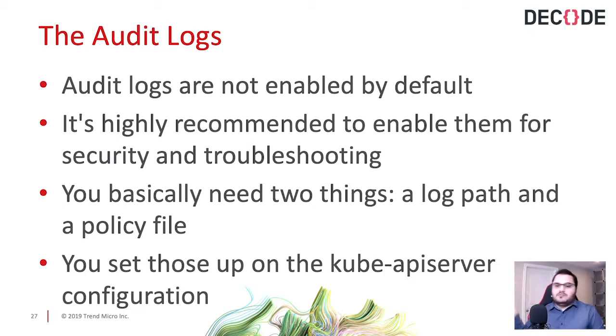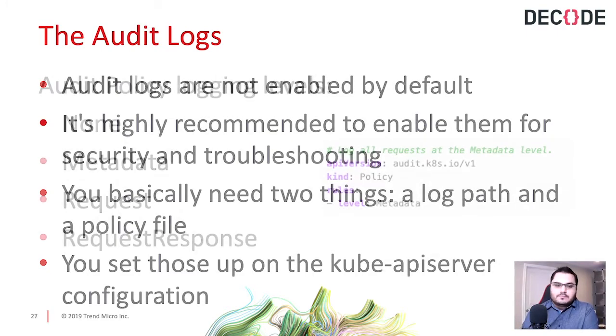So the log path is basically where your log file is going to be stored. You can store it locally on your master node, although that's not recommended. And your policy file is going to tell you what is going to be logged, right? So what kind of data or what log level you want on that cluster, right?